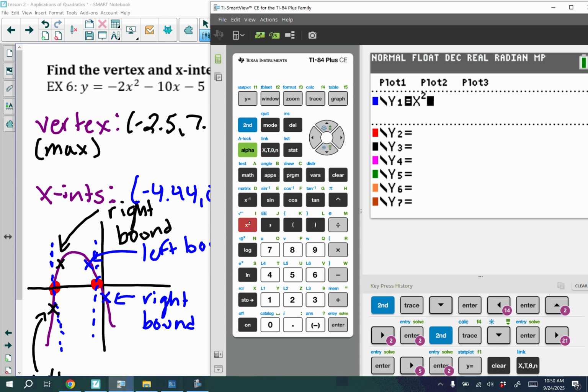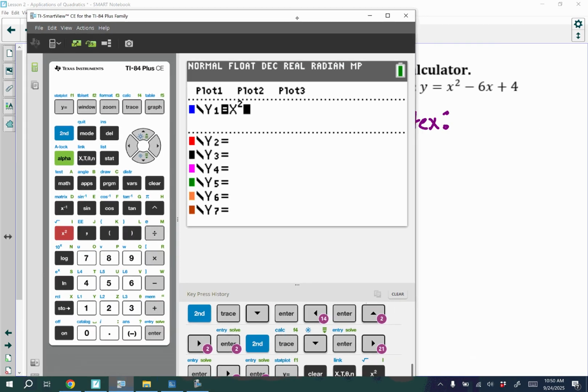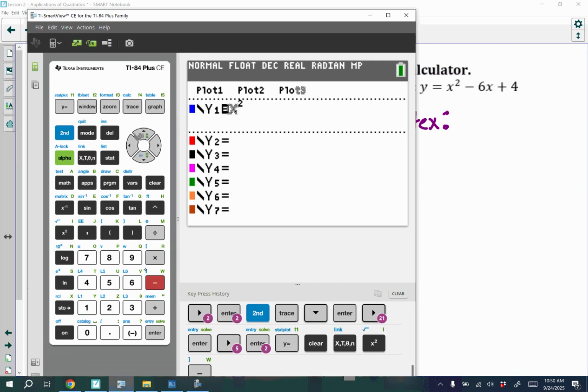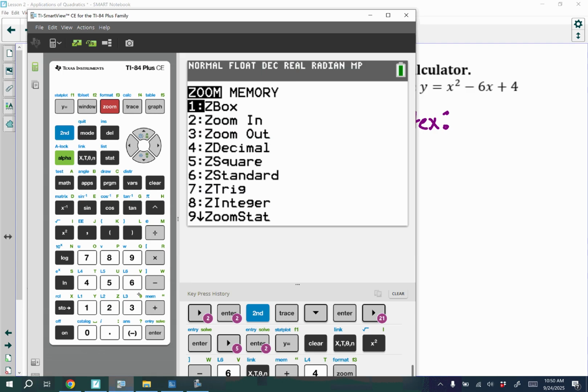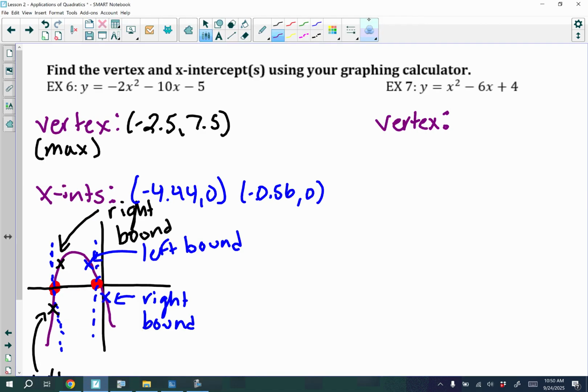We have x squared minus 6x and then plus 4. And then once again, we really don't need to do zoom, but you can do that. I'm going to press zoom, go to number 6, so we're in the standard window. Okay, we see where our vertex is, so we're good. Notice our graph is opening up, so that means my vertex is at the lowest point.